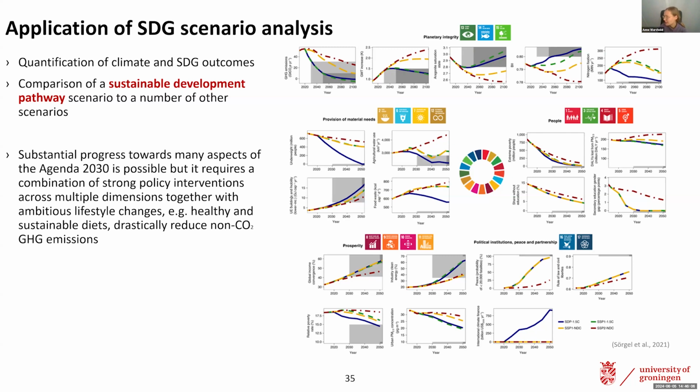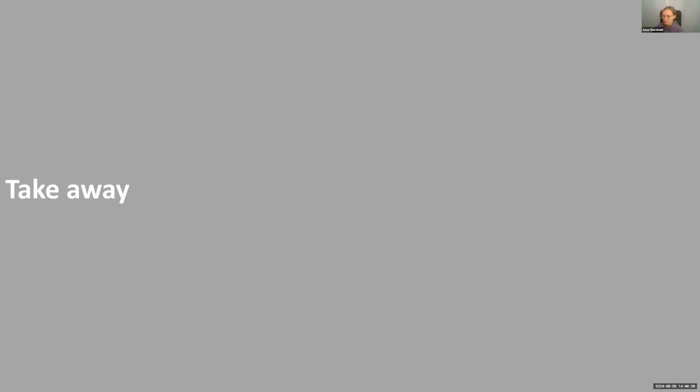And you see blue is a combination of SSP and RCP scenarios. Green is SSP1 and the 1.5 degree scenario. So there are different combinations out there. I will not go much into detail, but basically also for scenario analysis and the SDG context, research is out there and you can have a look at this. So to conclude, some basic takeaway steps.